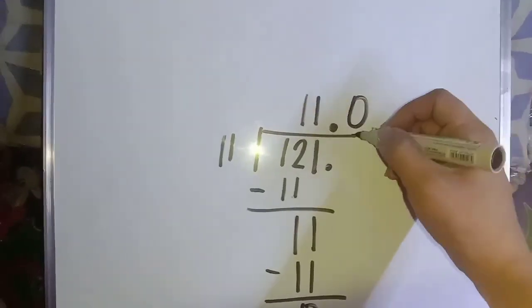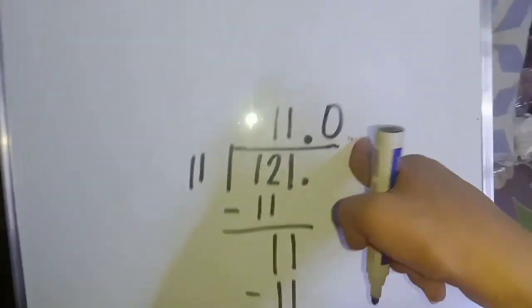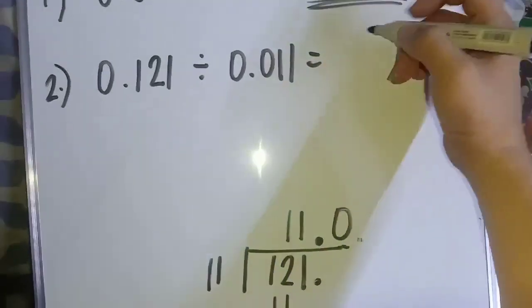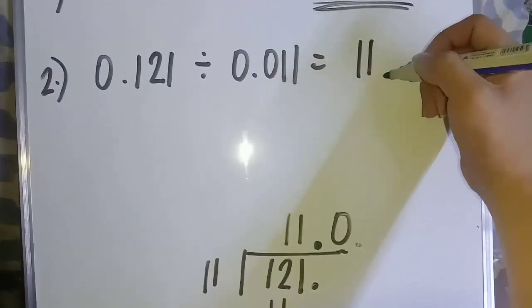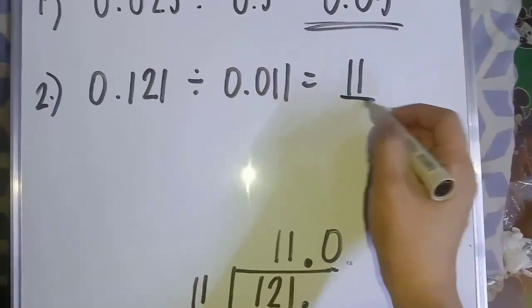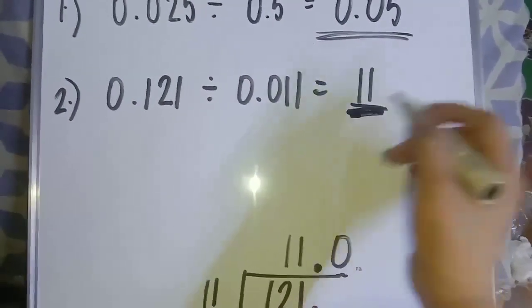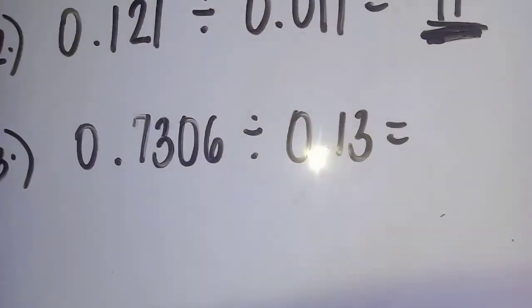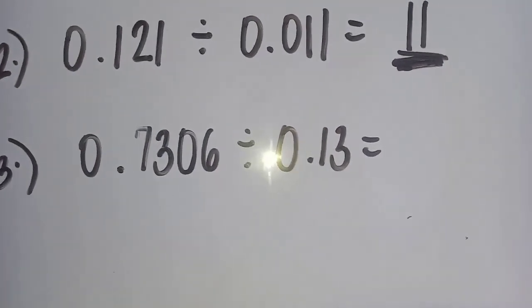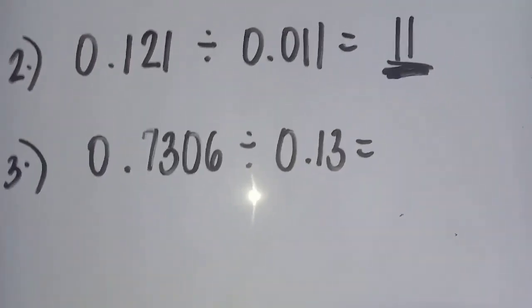So therefore, let's put 0 here. Okay, so therefore 0.121 divided by 0.011 is equal to 11.0, or simply 11. So this is the quotient of number 2. Okay, so let's now proceed to the last item. We have 0.7306 divided by 0.13.